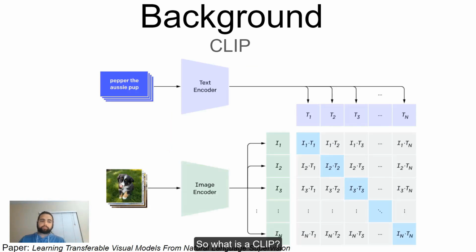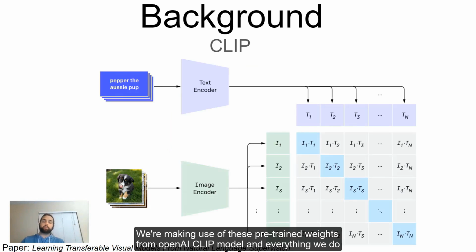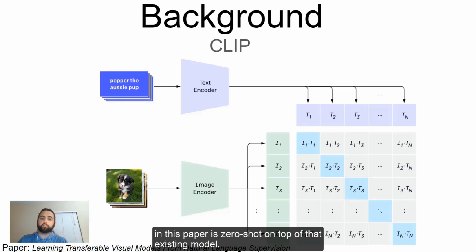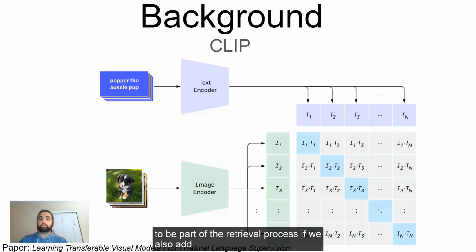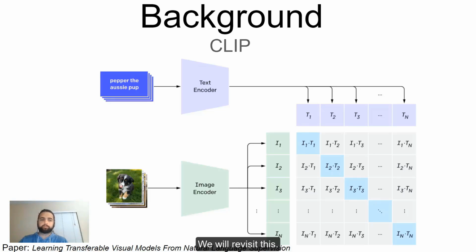So what is CLIP? We're making use of these pre-trained weights from OpenAI's CLIP model, and everything we do in this paper is zero shot on top of that existing model. What CLIP allows us to do is to invite artists to provide input prompts and reference images to be part of the retrieval process. We also add weighted fusions to these prompts to allow more artistic control over the retrieval results. We'll revisit this.